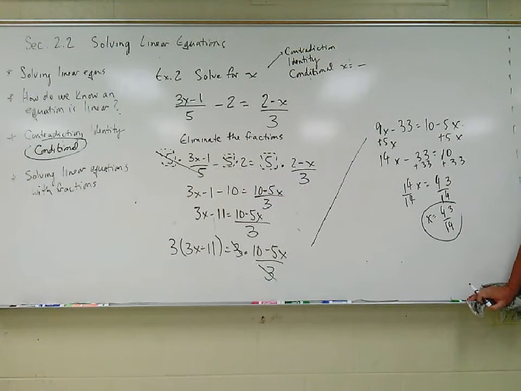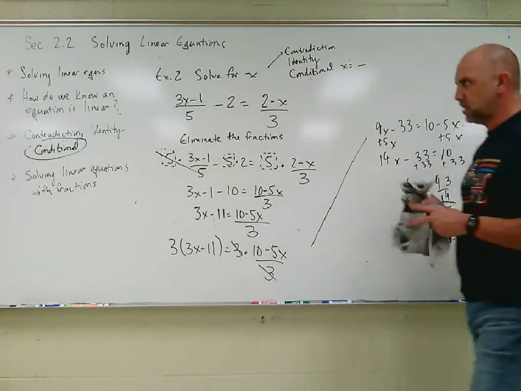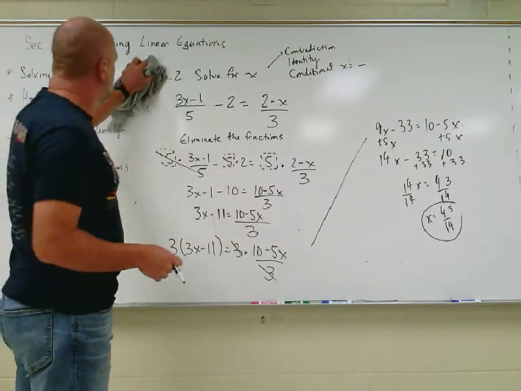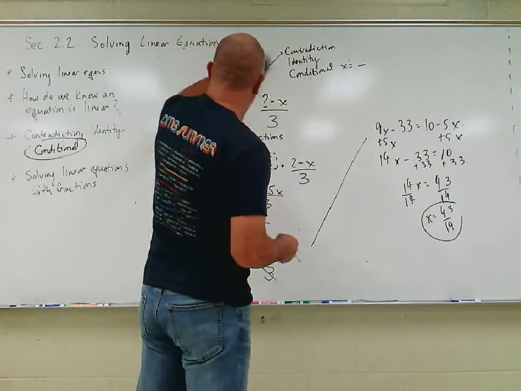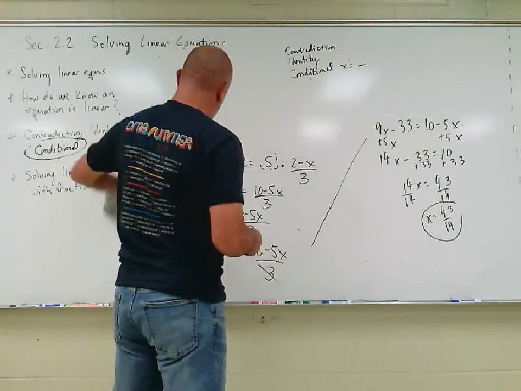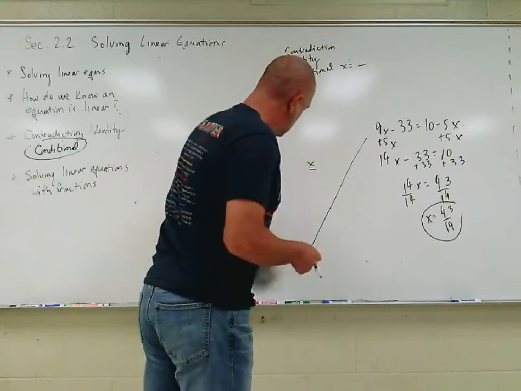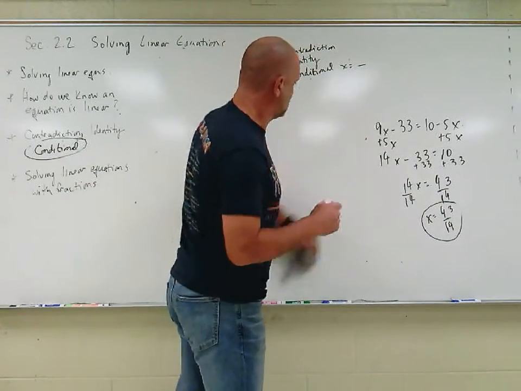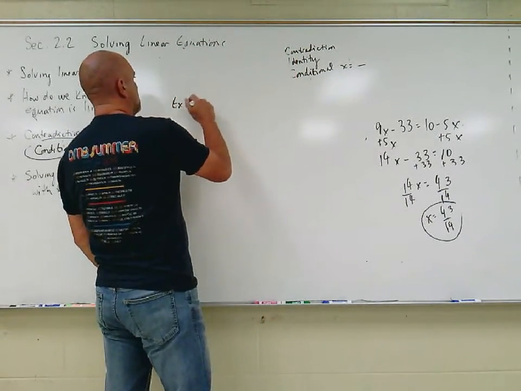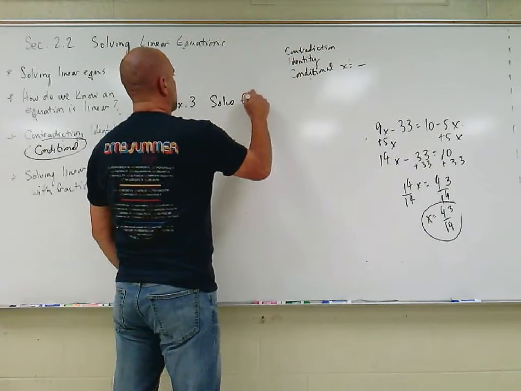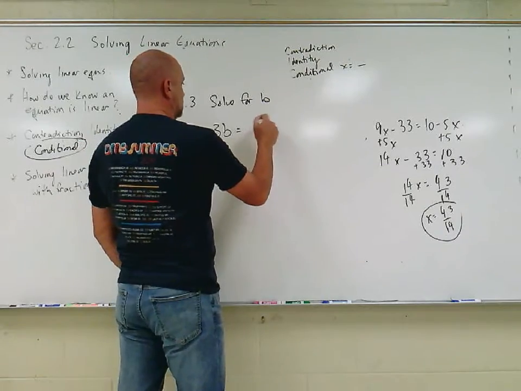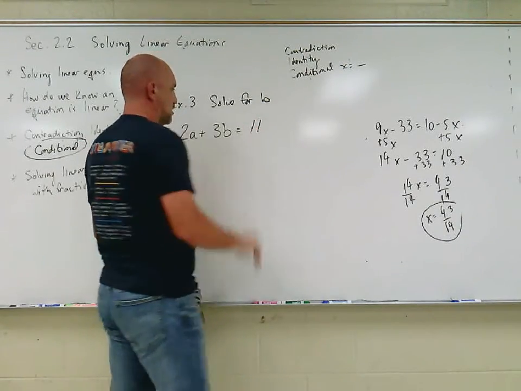So any questions on how I got rid of the fractions there? Okay. Last one. This is going to seem pretty silly. The last type of problem you're going to get. Let's say you have one like this. Just call this example 3. Solve for b. So you have 2a plus 3b equals 11, something like that. Okay?